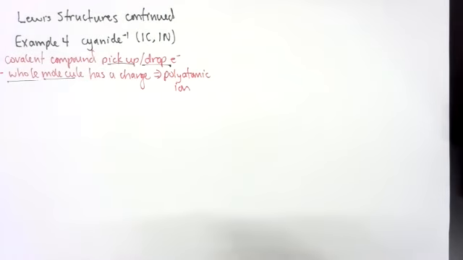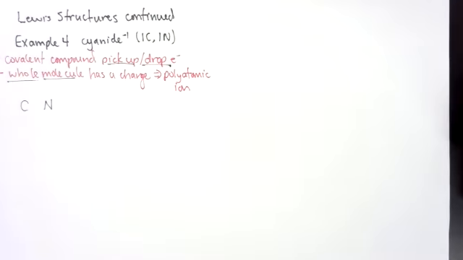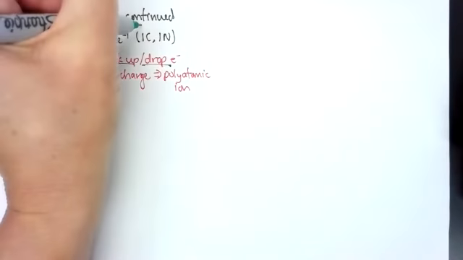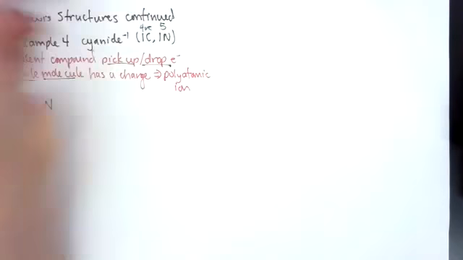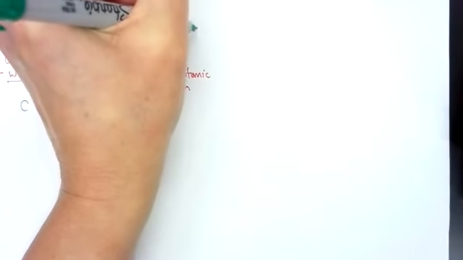So I have 2 atoms, so I don't really have to worry about my skeleton structure. I've got a carbon and I've got a nitrogen. Carbon has 4 valence electrons and nitrogen has 5. So that's a total of 9 valence electrons.